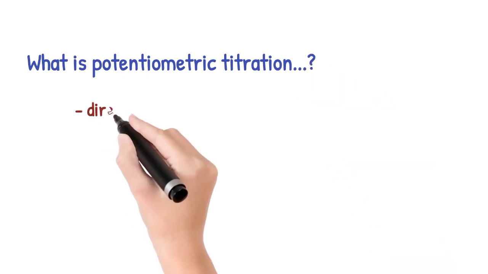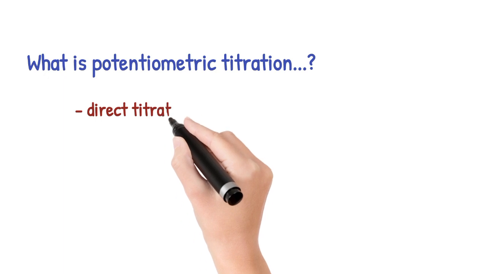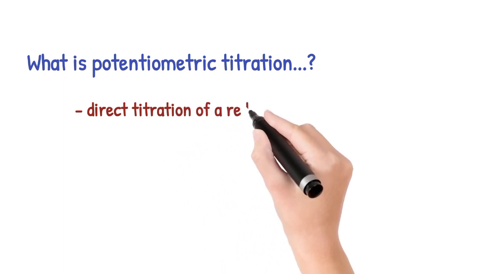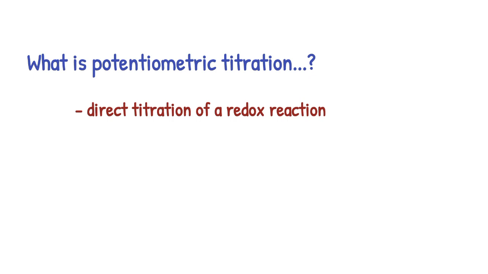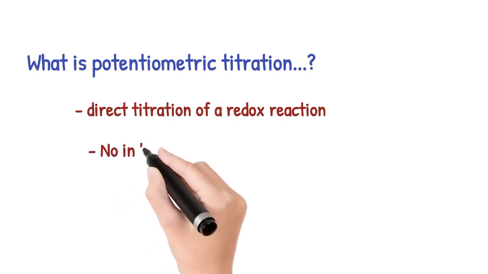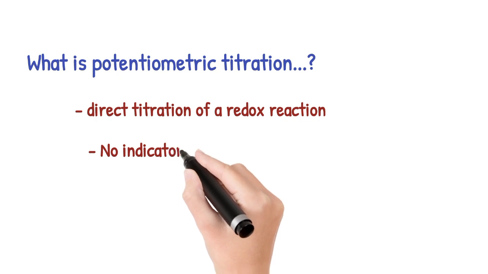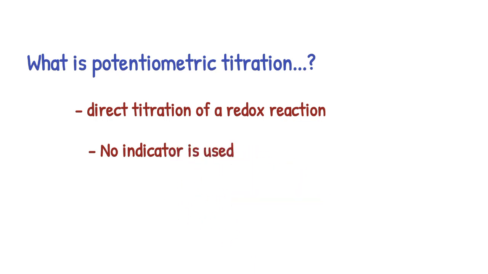What is potentiometric titration? Potentiometric titration is a direct titration of a redox reaction. Also, this type of titration does not require any indicator. Potentiometric titration measures the electric potential of the reaction.